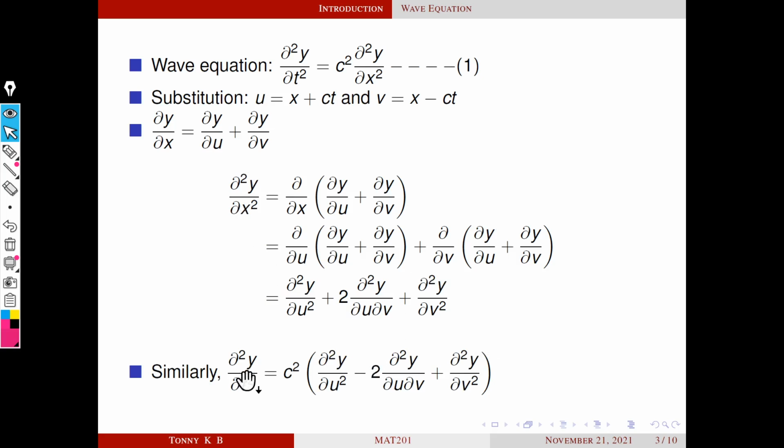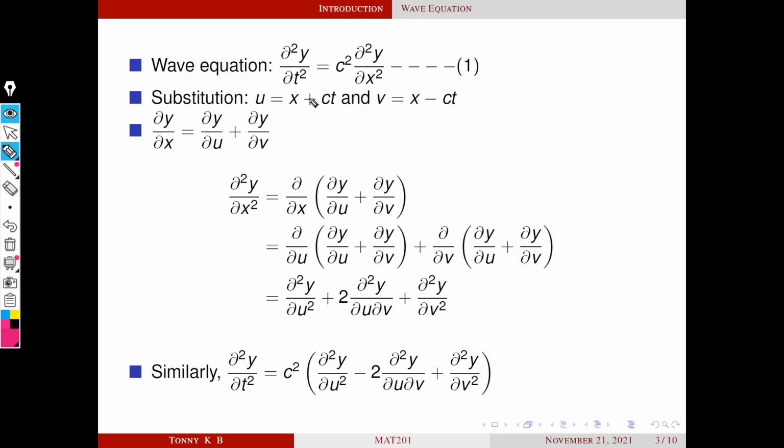Similarly, we can find ∂²y/∂t² as c² times (∂²y/∂u² − 2 ∂²y/∂u∂v + ∂²y/∂v²). Okay. Next, we have to substitute this ∂²y/∂x² and ∂²y/∂t² into equation number 1 and simplify.